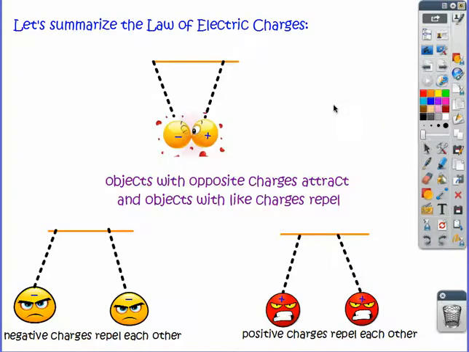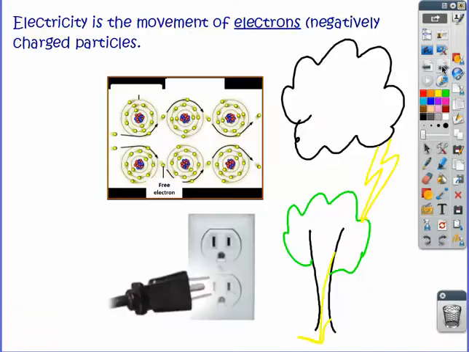So if we're really basic, going to look at the law of electric charges, it says that opposite charges are attracted to one another, and that's what we have up here, some kissy smiley faces. And like charges are going to be repelled from one another. So two negative charges would repel each other, two positive charges would also repel each other.